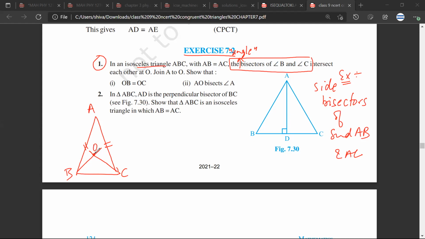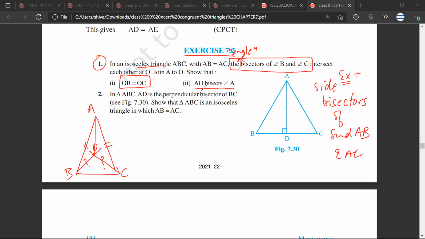So this is the point O. Join A to O. Show that OB is equal to OC. OB, this side, is equal to OC. Sarthak, have you understood the problem? Yes, sir. So first you need to prove that OB is equal to OC. Then you need to prove that this line AO bisects angle A.